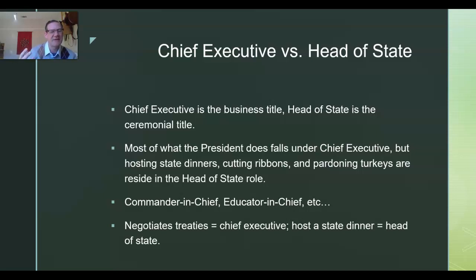As chief executive, he's commander-in-chief, educator-in-chief, treasury officer-in-chief, taxman-in-chief. He's all those things in chief. When he negotiates treaties, he's a chief executive. When he hosts a state dinner, he's head of state.